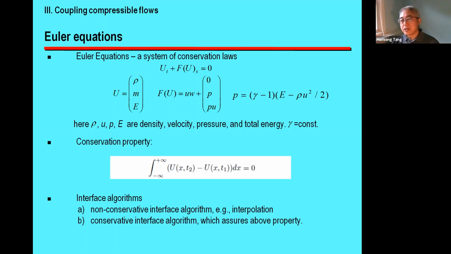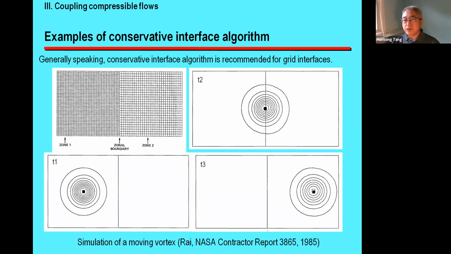The second one is a conservative interface algorithm. Here I won't talk about the details, but it can guarantee that the numerical solution satisfies certain properties, like conservation of flux at the interface, which is a property of the PDEs themselves. So the conservative interface algorithm is sound in theory. Let's see how it performs in computation.